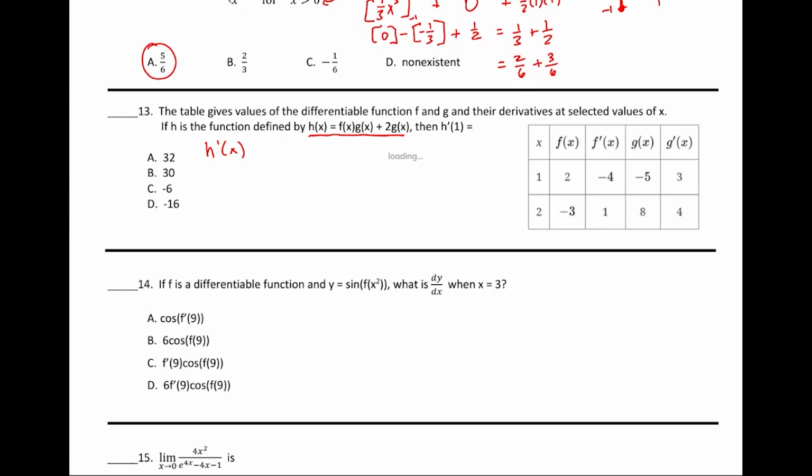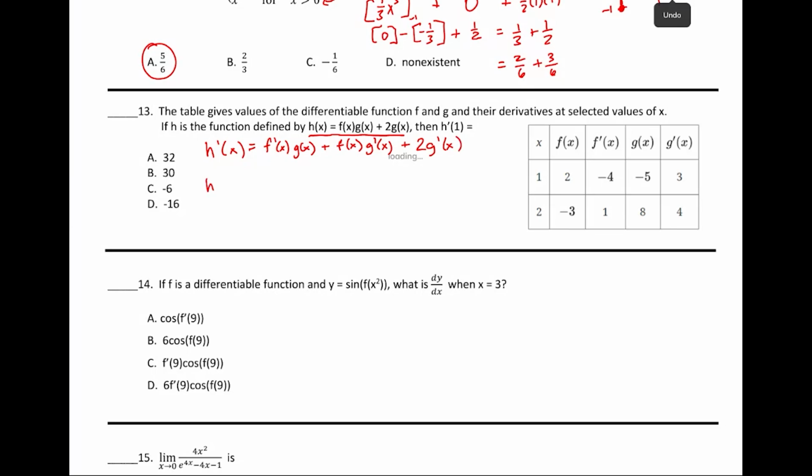So it's been a while since we did that, but the derivative of a product f times g is f prime g plus f g prime. So let me say that again. F prime times g plus f times g prime. So that's just that first part. And then the derivative of the second part is going to be 2 times g prime.